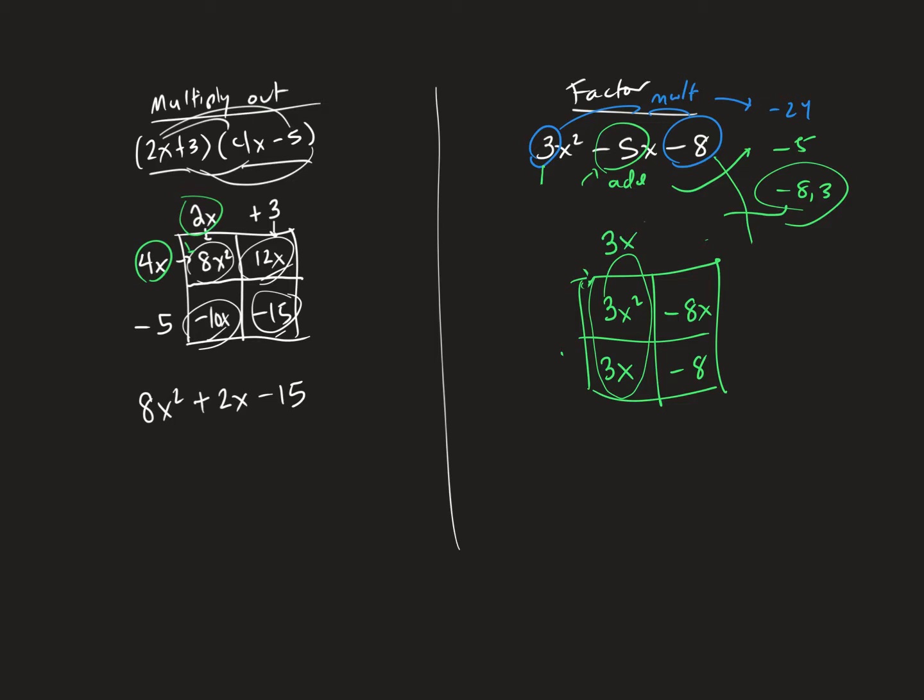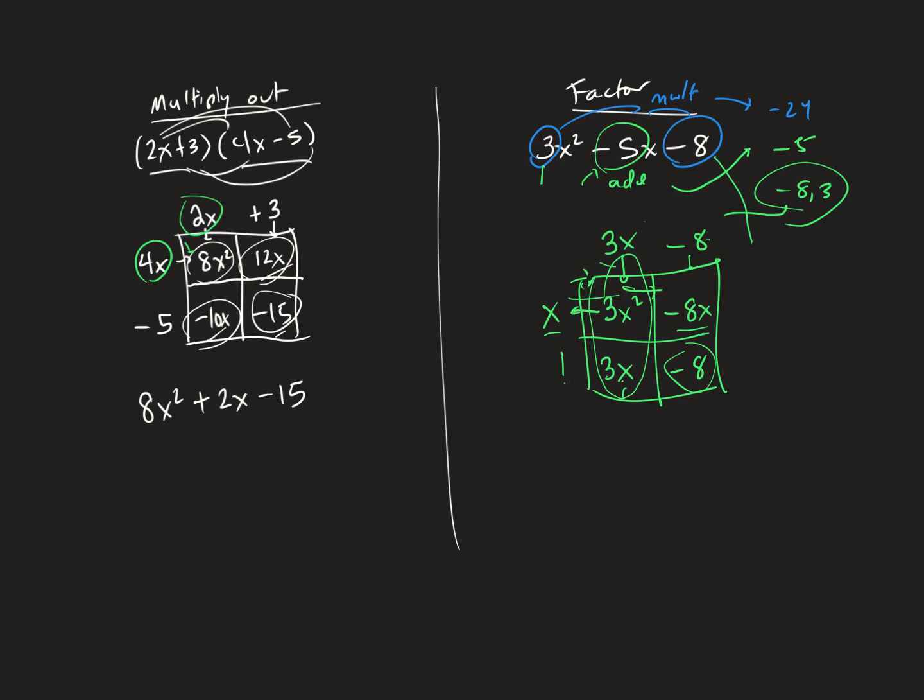And then I can sort of think my way through the rest of the box. So let's see. 3x times what gives me x squared? That's right, it's x. So x is going to go here. And then x times what is going to give me negative 8x? Well, negative 8. So that would go there, because that's where those two meet in the box, right? And then I have a negative 8 here and a negative 8 here. So this needed to be a 1. And then 3x times 1 gives me 3x. So that box works out.